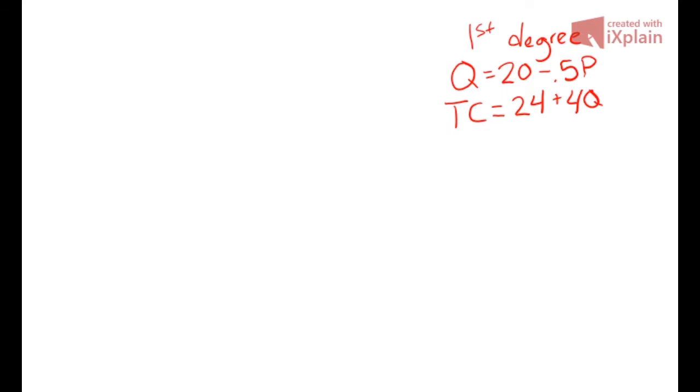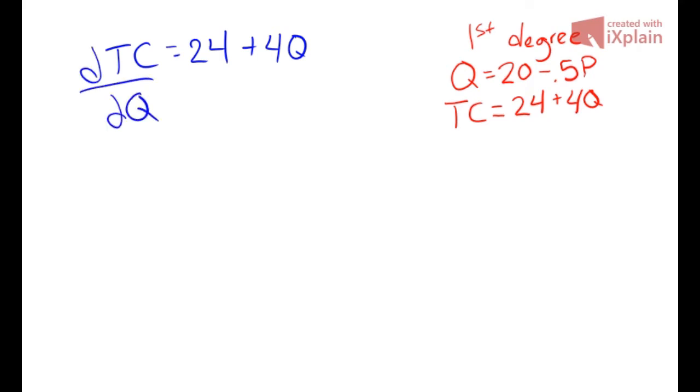Another way of going about this, though, is to just simply take TC equals 24 plus 4Q and take the partial derivative of this function with respect to Q, and you will see that the first derivative of a total is its marginal. Right? So if we take the derivative of total cost with respect to Q, we are left with just 4. And so we end up with the same answer, that our marginal cost is equal to 4.